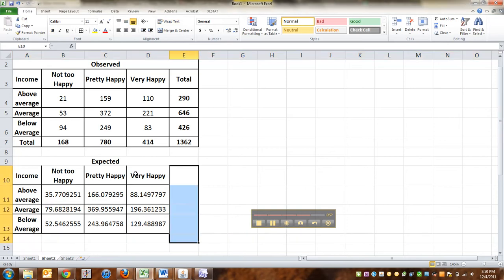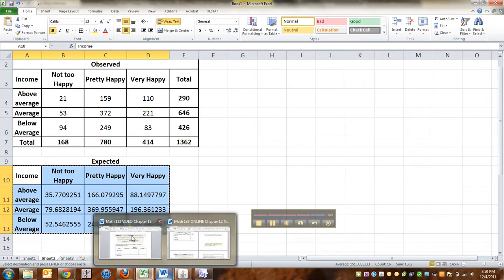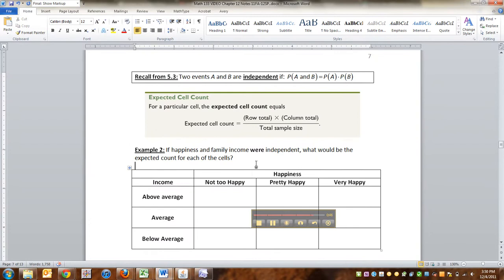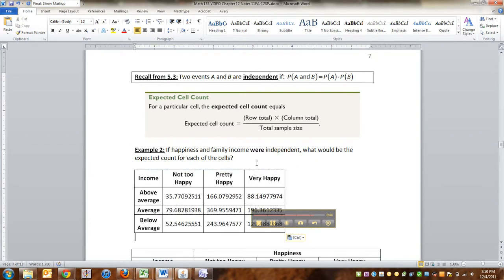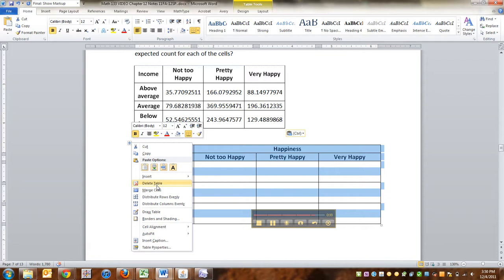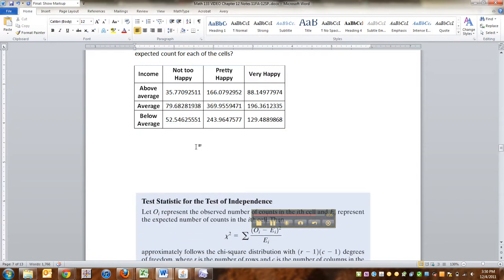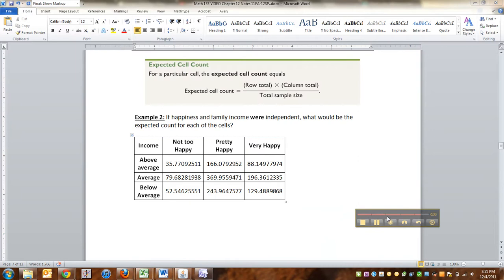Okay, they're gone now. All right, so we've got our list of expected. So we found it by taking each row total times each column total and dividing it by the grand total, and that'll give us these values right here. So if these two variables, row and column variables, i.e. happiness and money, were truly independent, then this would be your expectation right here.